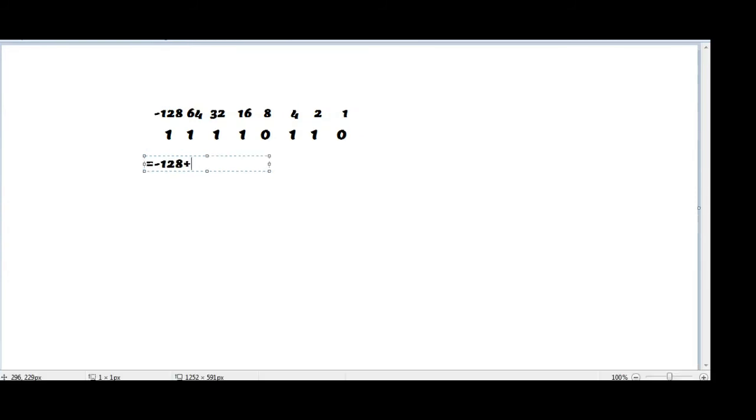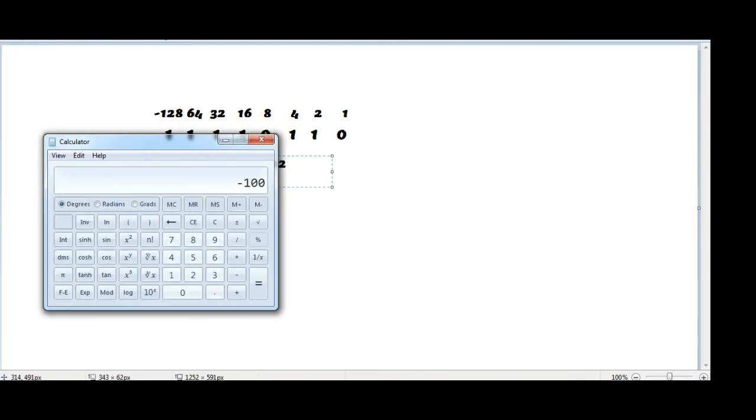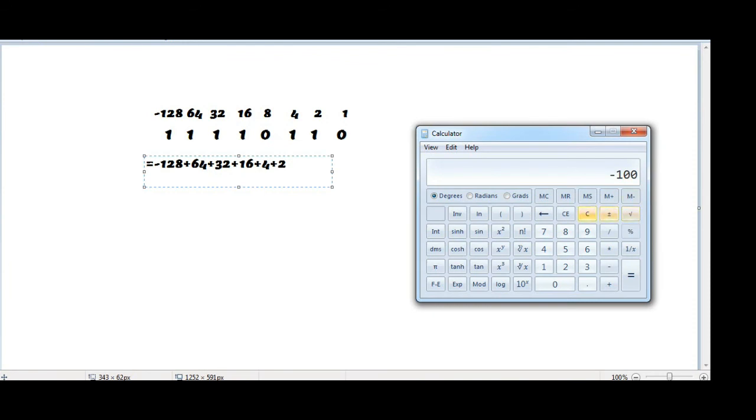We will add up all the values: -128, 64, plus 32, plus 16, plus 4, plus 2. Now we will add them up: +64 plus 32 plus 16 plus 4 plus 2.